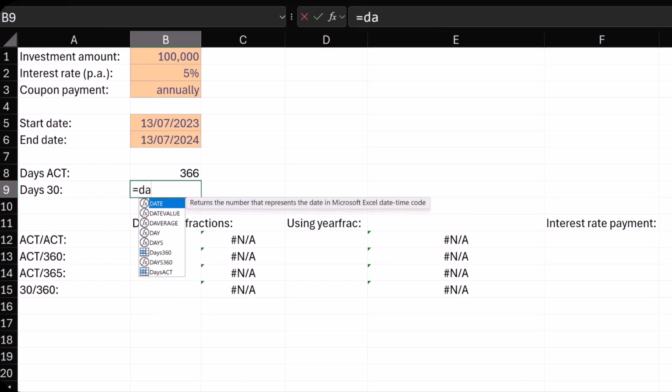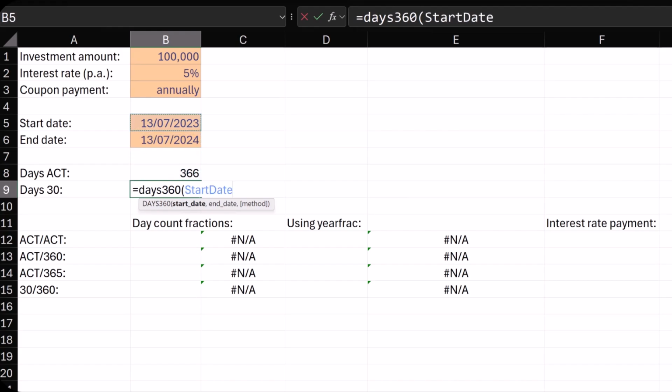Next, we calculate the 30/360 style day count using Excel's Days360 function. That gives us 360 days because under 30/360, we assume each month has 30 days. So a year is always 360 days, regardless of the calendar. So at this point, we have two different day counts for the exact same period: 366 actual days or 360 days under 30/360.